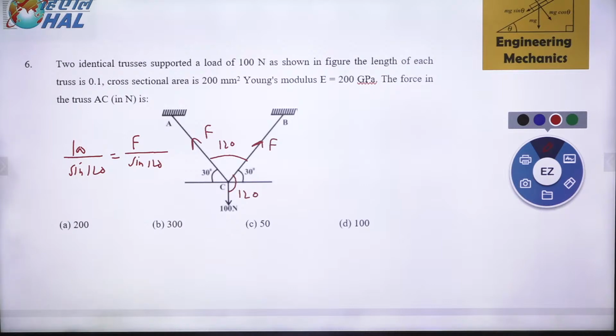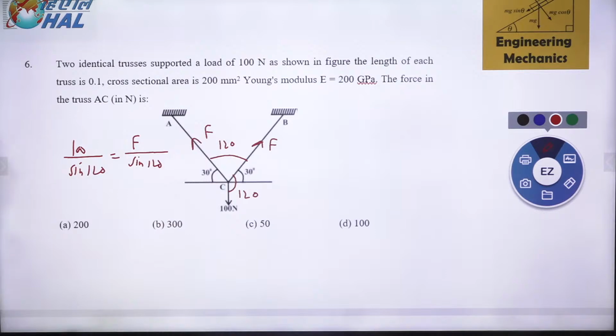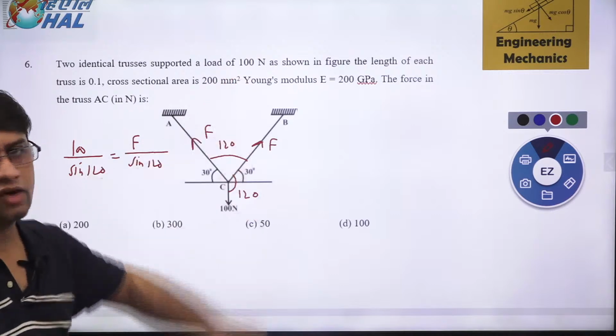So how much are you getting? If you solve this further, you get 100 Newton is the answer for this question. So you can use Lami's theorem and you can solve this particular thing. And how do you find the stress induced in any of the members? The stress induced in any one of the member is nothing but the force induced per unit cross section area.